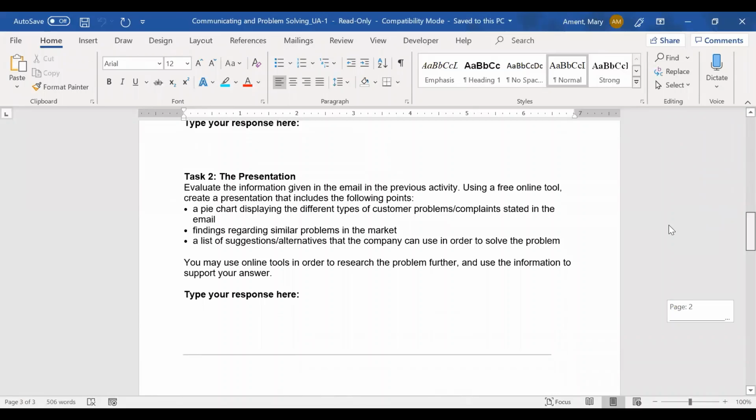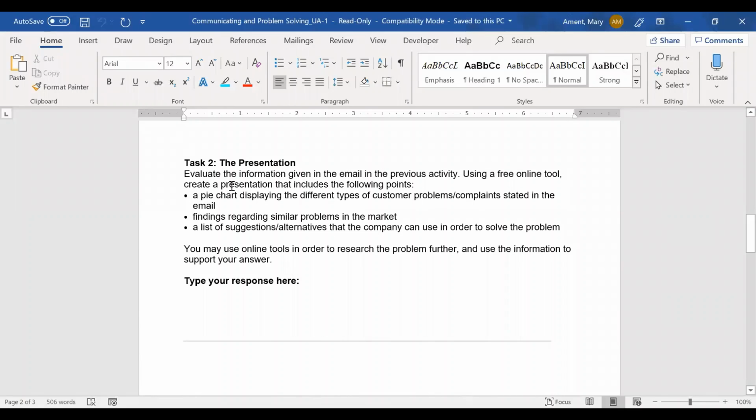That's for task 1. For task 2, it says you need to evaluate the information in the email and using a free online tool. So the free online tool could be, I suggest doing this in some type of presentation software. So if you have Microsoft PowerPoint, you can use it. That wouldn't be the free online tool though, but you could also use Google Slides. That's going to be the easiest way to create your presentation.